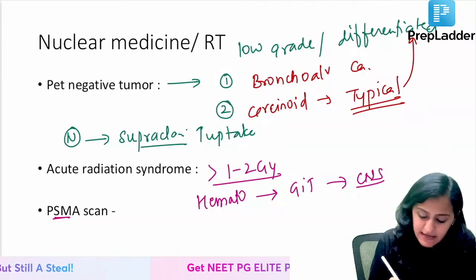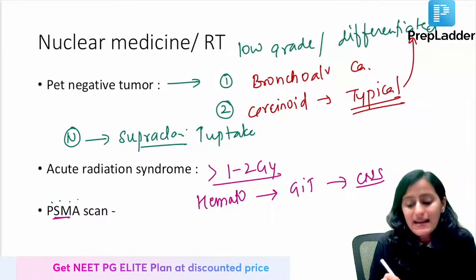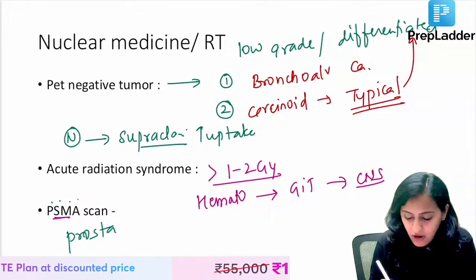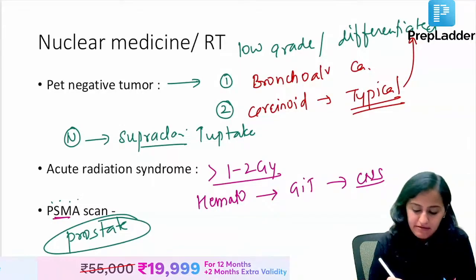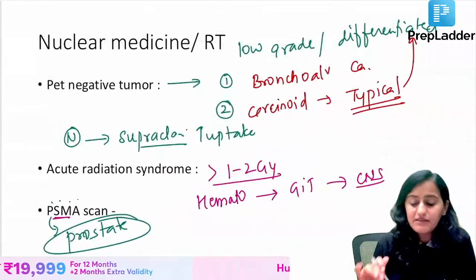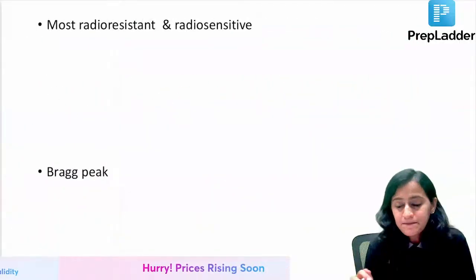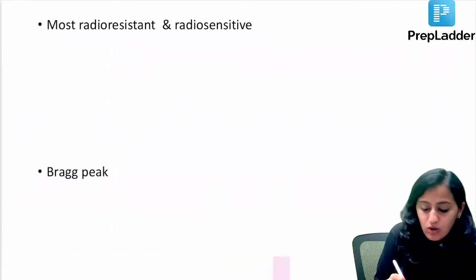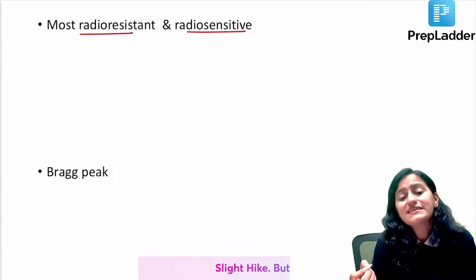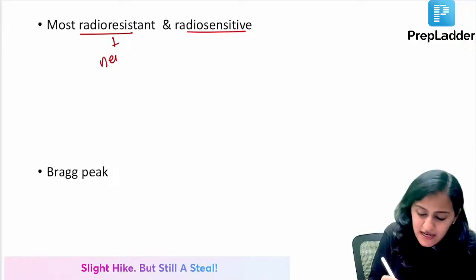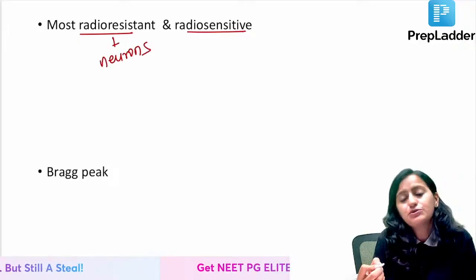So PSMA is prostate specific membrane antigen. So remember this is done for prostate, okay, P for prostate. PSMA is done for prostate, remember that, okay. Which is the most radio resistant and most radio sensitive tissue? Most radio resistant is the neurons.